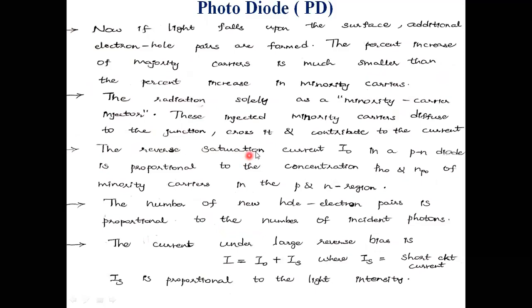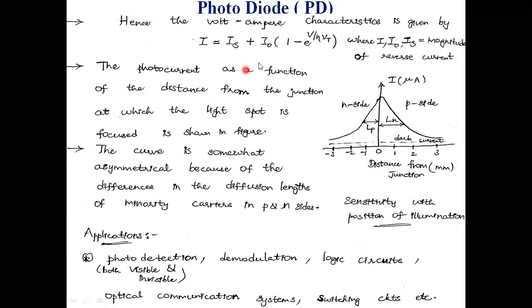we will see how the minority carrier current flows from the p side to the n side, and from the n side to the p side, and the total current is given by I = Is + I0 (1 - e^(V/ηVT) - 1). Here the diffusion length is different, therefore this curve is asymmetrical in nature.